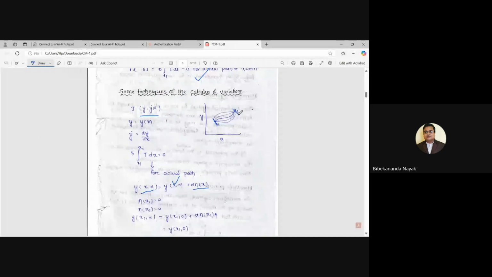Okay. So this means our variation eta(x) is 0 at x1 and 0 at x2, which is known as eta(x1) = 0, eta(x2) = 0. Our general expression is y(x, alpha) = y(x, 0) + alpha eta(x). The exact path may be y(x, 0) and the deviation, but whatever the deviation, at the endpoint it must give the same value. So at the endpoints eta(x1) = 0, eta(x2) = 0.